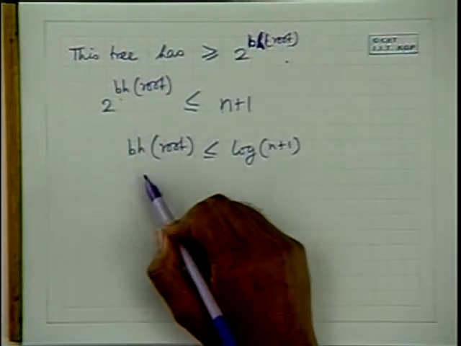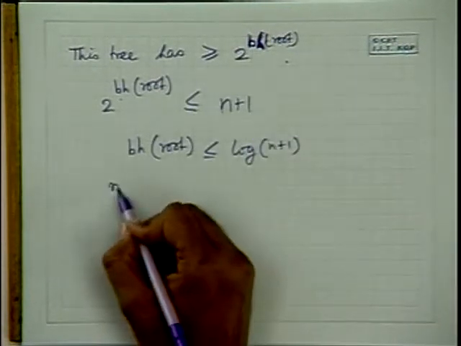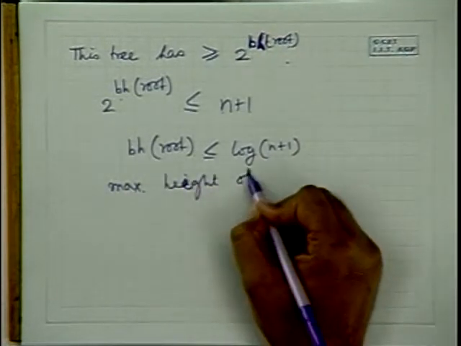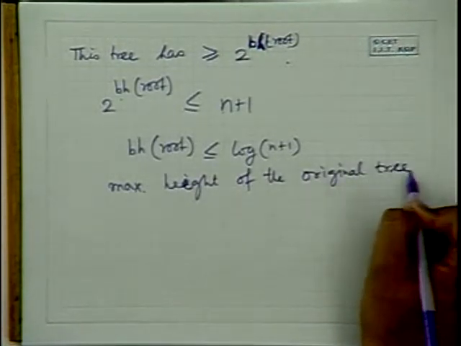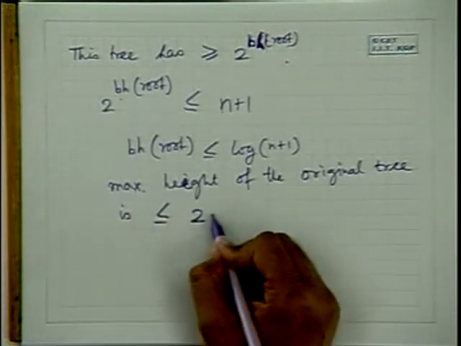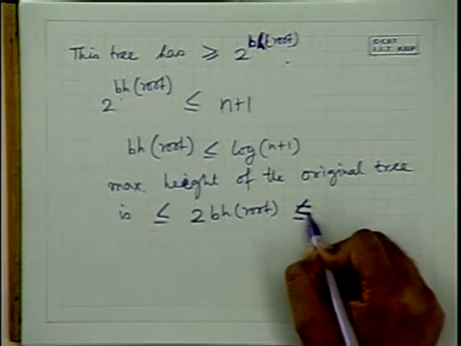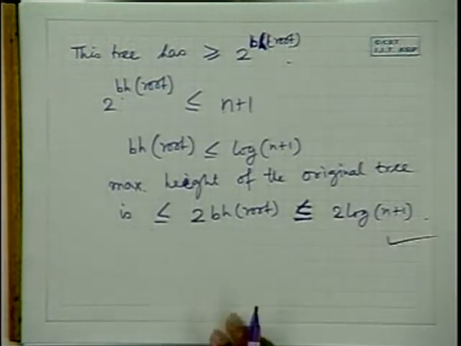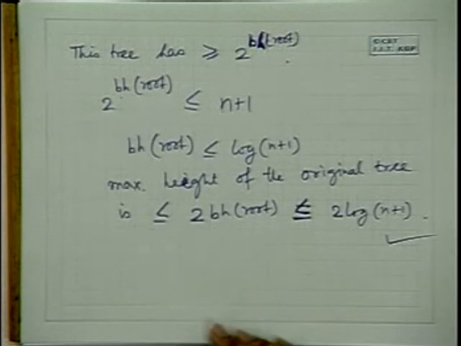So, what is the maximum height of the original tree then? Twice of this. So, the max height of the original tree is less than or equal to 2 times BH of root, which is less than or equal to 2 times log of n plus 1. And that's the proof. It's a very simple proof, but the trick was to contract the tree. You just take out all the red edges.